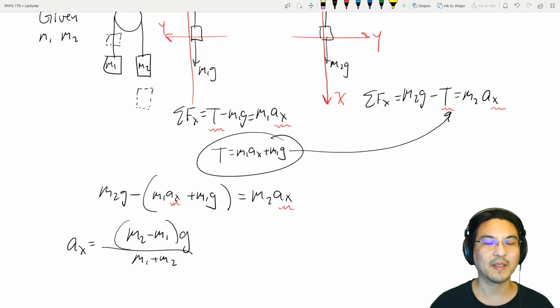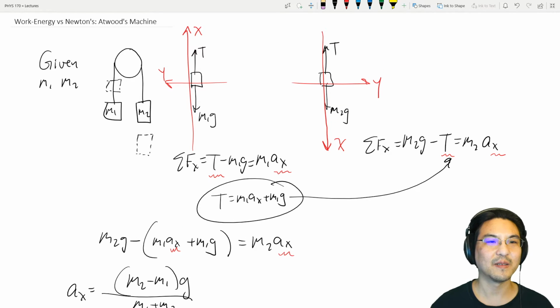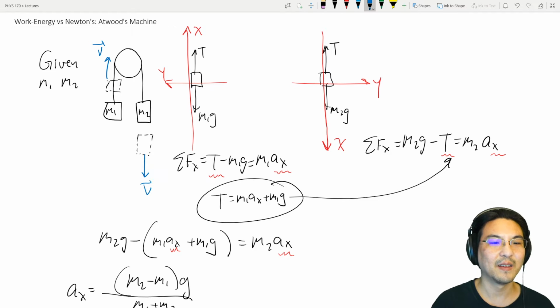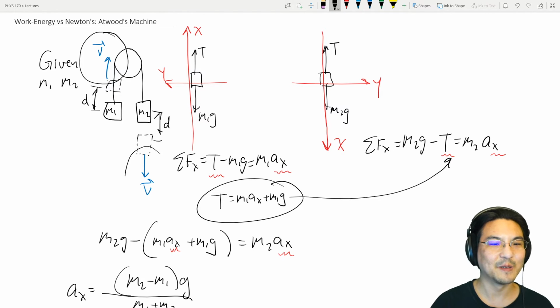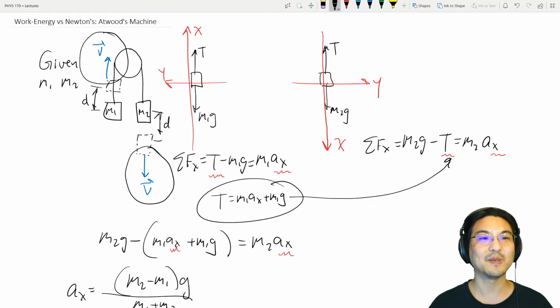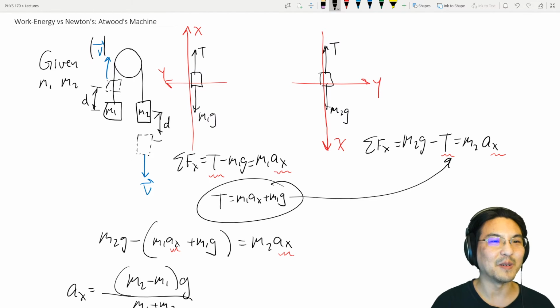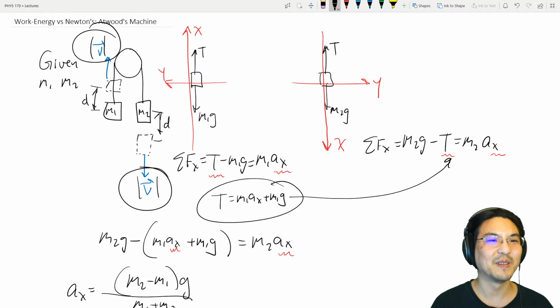Okay. Now, what is the speed of the blocks? Block 1 has a velocity like this. Block 2 has a velocity like this. Let's say after it goes some distance d, how fast are they going? To be very specific, they have different velocities because they're going in different directions. But the magnitude of the velocity, the speed, would be the same because they're connected by the same string.